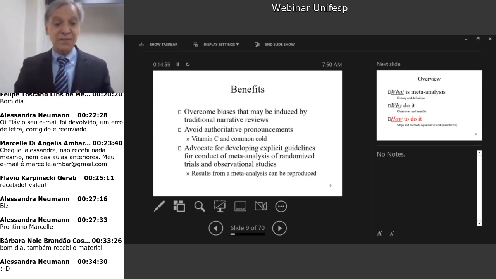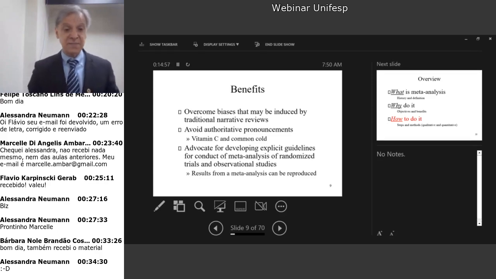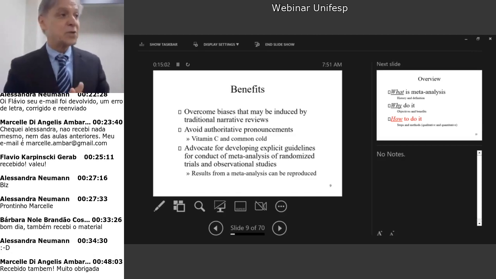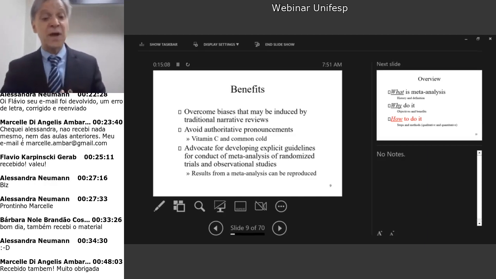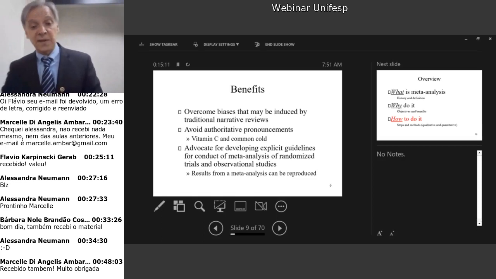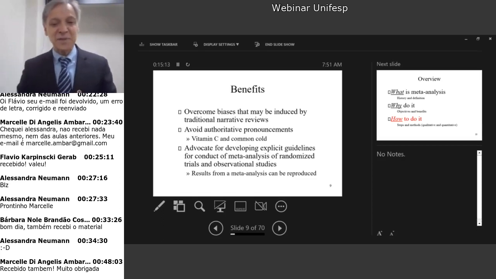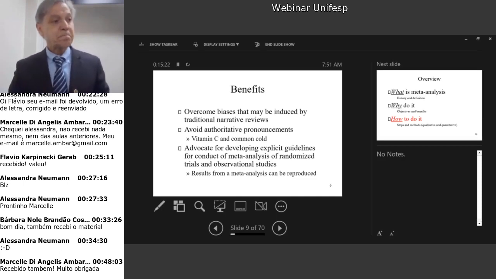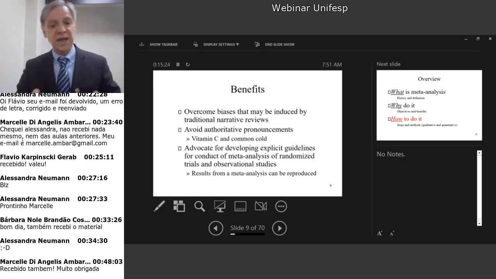Avoid authoritative pronouncements. Vitamin C and the common cold was an authoritative pronouncement by Linus Pauling, who won a Nobel Prize. If there is an effect, it's so small that people are drinking vitamin C forever, and the colds are not getting better. Advocate for developing explicit guidelines for conducting meta-analyses of randomized trials and observational studies. Yes, results from meta-analysis can be reproduced. Okay, because it's so technical, you can reproduce it and you can test it.